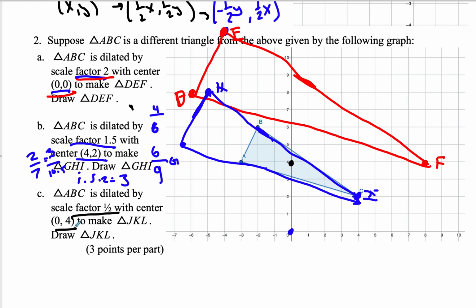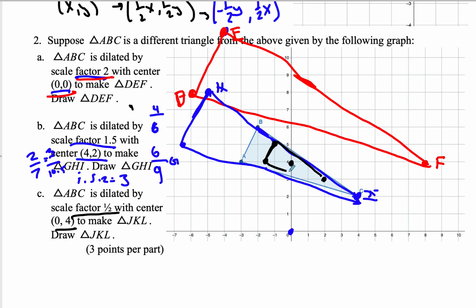And so what I would want to see you do is actually plot that center out, because for some of the people who did not dilate correctly, many of those individuals did not have the points drawn out. Okay, so now I'm going to do about 0, 4, scale factor of 1/2. Right now, I've got to go over 2 and up 2 to get to B. So I'm going to go over 1 and up 1 to get to the new shape. Here I've got to go over 3, so I'll go over 1.5. Here I've got to go over 4, down 2. So I'll go over 2 and down 1, because 2 and 1 is half of 4 and 2.